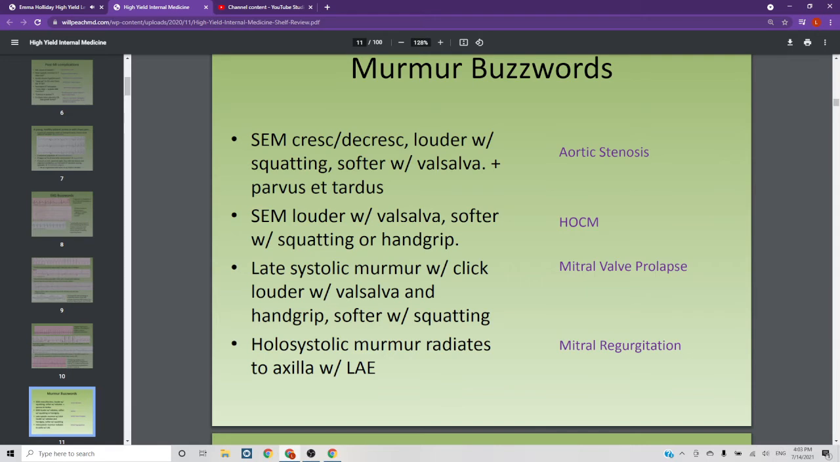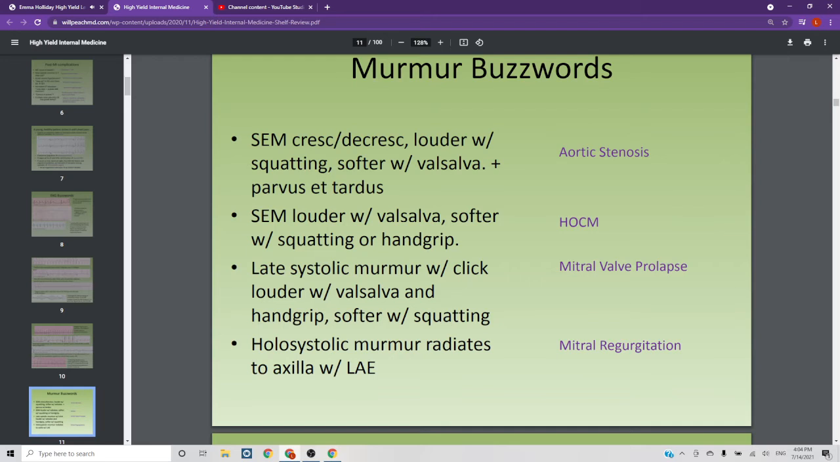Hypertrophic obstructive cardiomyopathy. So this is HOCM. The hallmark to remember here is it'll typically be a younger patient. That'll help you, but also louder with Valsalva, because the systolic ejection murmur of aortic stenosis is softer with Valsalva, because Valsalva decreases preload, right? So that makes less blood go across the stenosed valve.